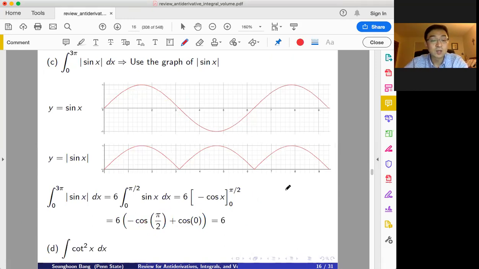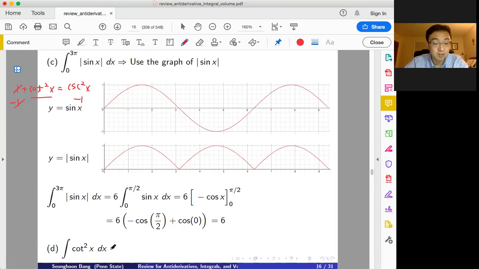So what's the integral of cotangent squared of x? We don't have a formula for it, so I can use an identity. Do you know this one? 1 plus cotangent squared of x is cosecant squared of x. You subtract 1 from both sides. What happens? Cotangent squared of x is cosecant squared minus 1.